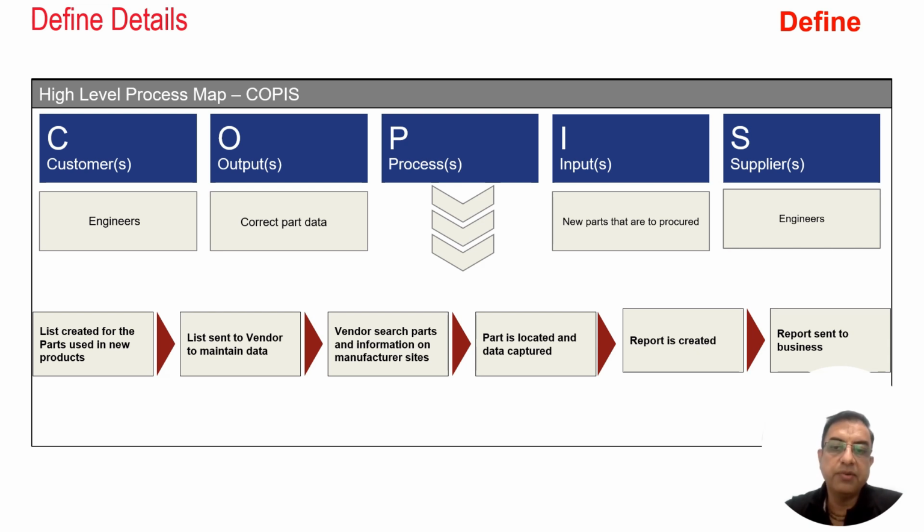The engineers themselves are the supplier of the information, and the engineers are the customers themselves. The process is that a list is created for the parts used in the new products. That list is then sent to the vendor to maintain that data. The vendor searches for that part and its information on the manufacturers' sites, the part is located and the data is captured. The report is created and then sent to the business. So overall, this is the process flow which we need to improve.